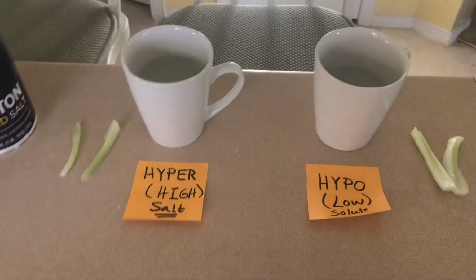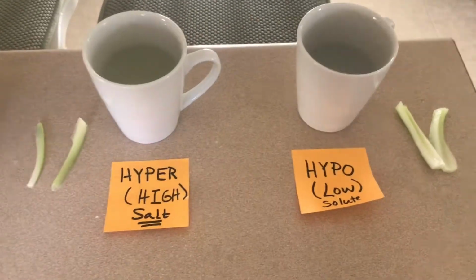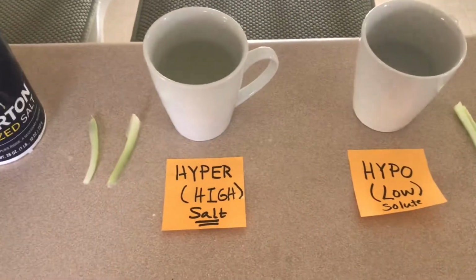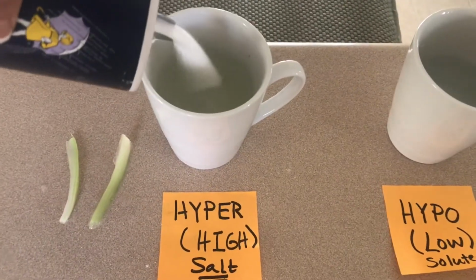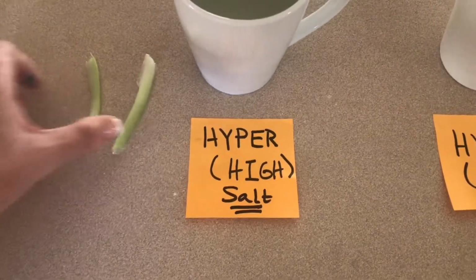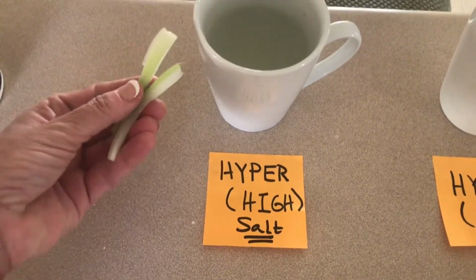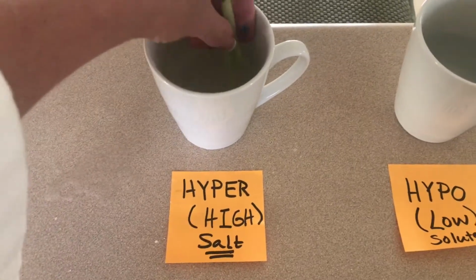The second idea that we're going to look at is when we have different types of solutions. In this cup, I made a salt solution, very, very salty. I poured a lot, I'll pour some more in it, that is called hypertonic because compared to the cells that make up the celery, it's very, very salty. So I'm going to put those in there.